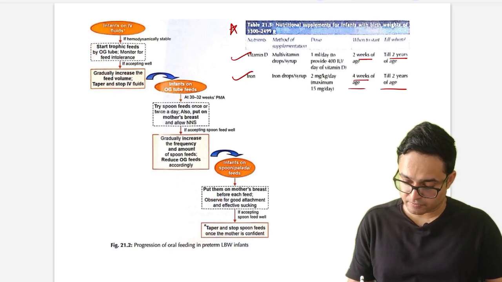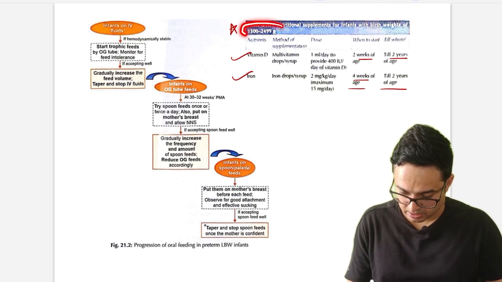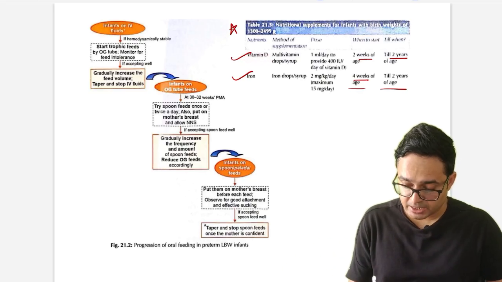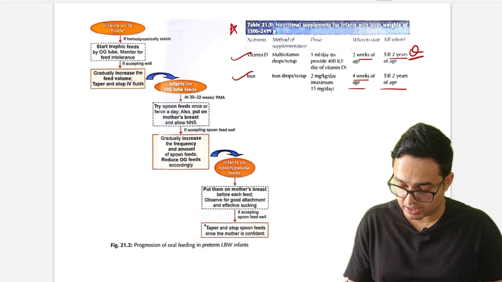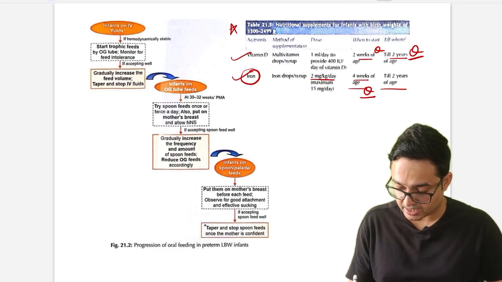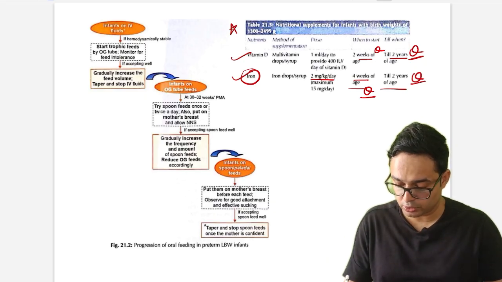These are the guidelines of nutritional supplements for infants with birth weight 1.5 kg to 2.5 kg. Vitamin D, you have to give 400 international units per day till 2 years of age, very much important, and you have to start at 2 weeks of age. Along with iron, it should be given as 2 milligram per kg per day, started at 4 weeks of age, not 2 weeks, after 1 month till 2 years of age.